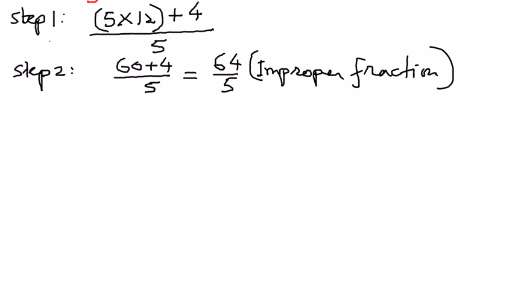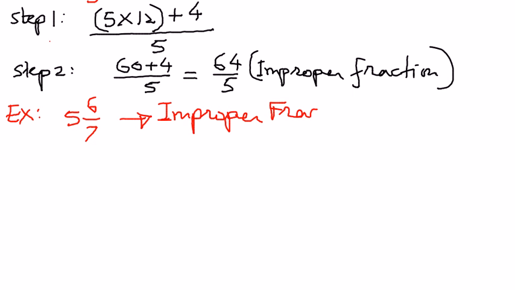Let's take another example. And in this example, let's say we want to write 5 and 6 over 7, this is a mixed number, as an improper fraction. We want to write this mixed number in an improper fraction format. How do we do that? We're going to write it out in terms of these steps, which will make it a lot easier for us to understand.